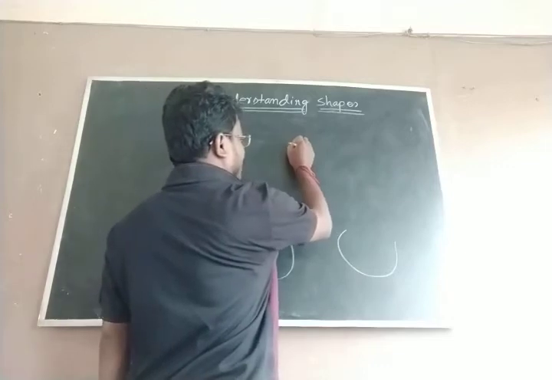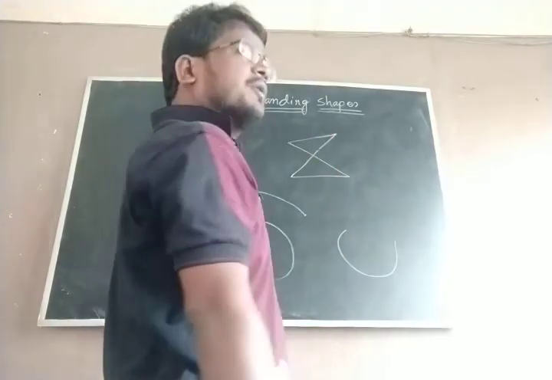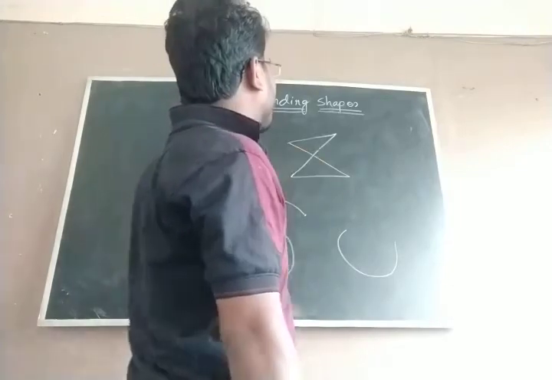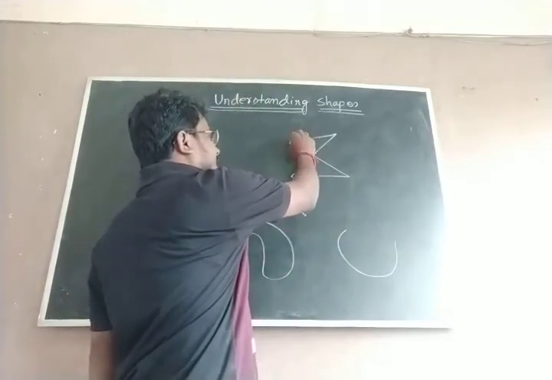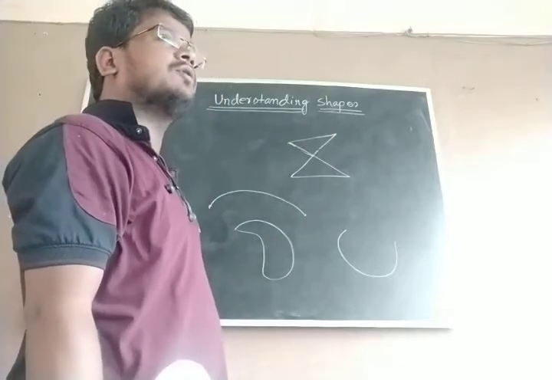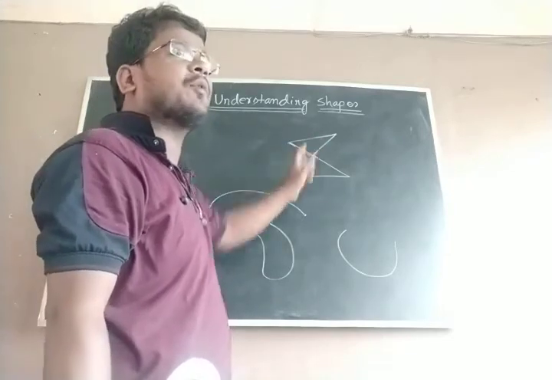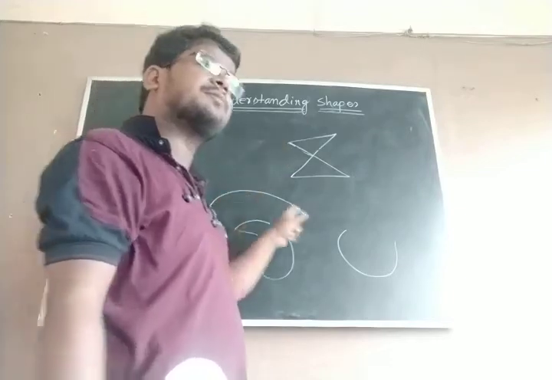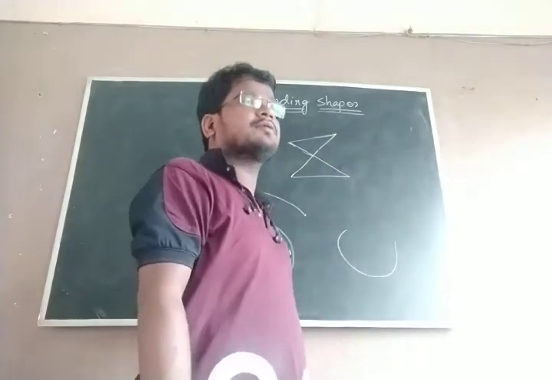But if we draw this, this is complex, not simple. This is not a simple curve because it will intersect itself. It will touch at a point of itself. This is not a simple curve. This is a simple curve. This is also a simple curve. But this is not a simple curve.